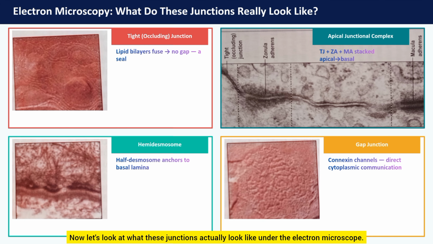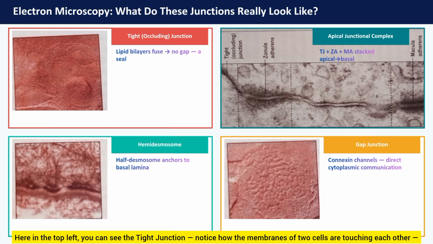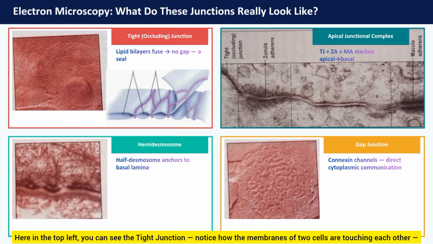Now let's look at what these junctions actually look like under the electron microscope. Here in the top left, you can see the tight junction. Notice how the membranes of two cells are touching each other.